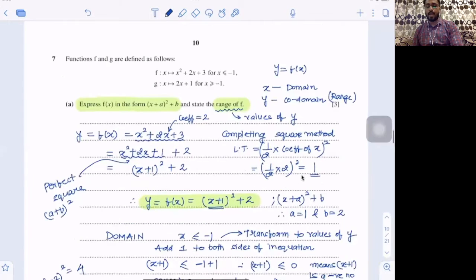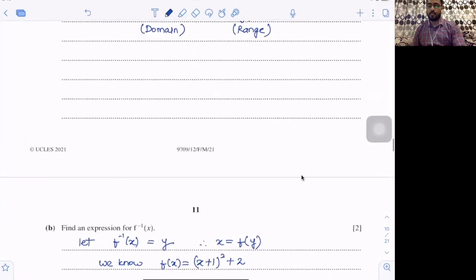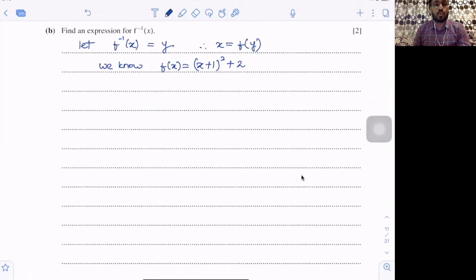So I go back. f of x is x plus 1 the whole square plus 2. Now, x is equal to what? x is equal to f of y. I know what is f of x. If I know f of x, I can get f of y also. So therefore, I can say x becomes equal to f of y. So you just go to f of x and you replace x with y.